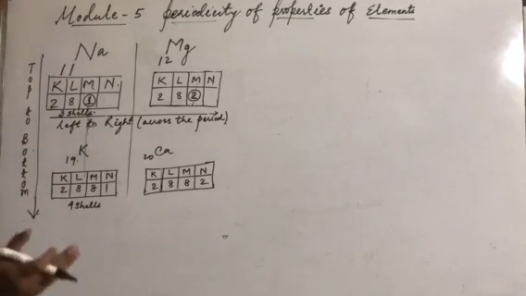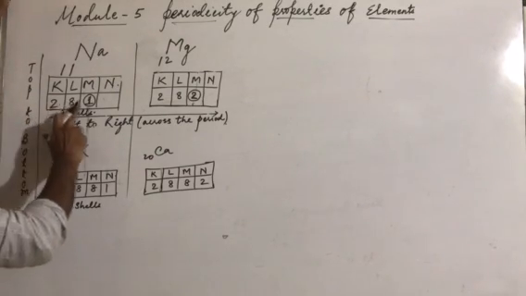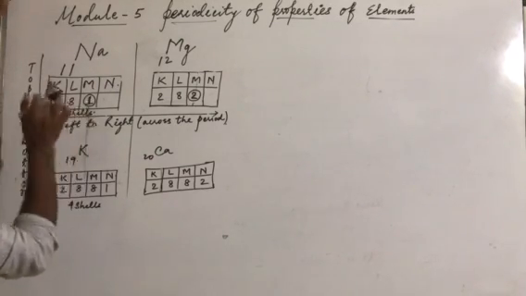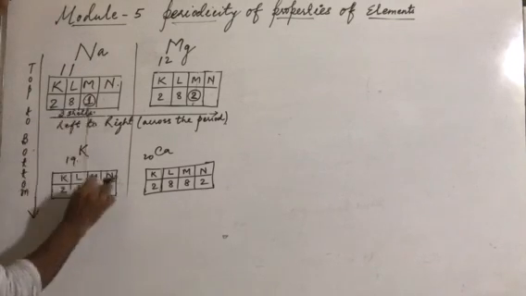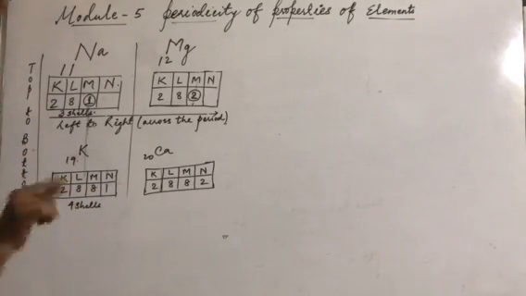The next comes metallic character. Metallic character means the tendency to lose electrons. Children, you can see one thing here: this one has 1 electron and this one also has 1 electron, but the number of shells increases. But I have told you, as the number of shells increases, what is going to happen? The nuclear force of attraction decreases.